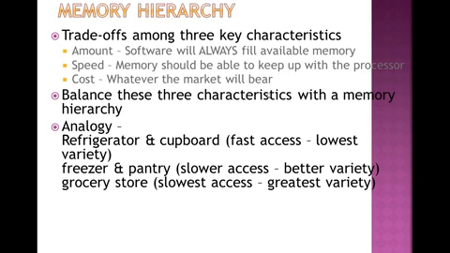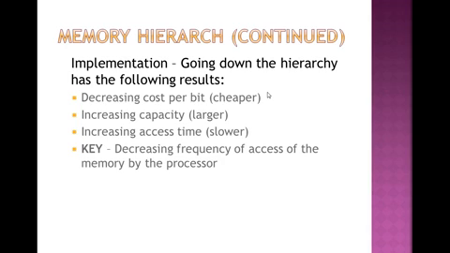Now, next is the memory hierarchy, that is, how memory will be organized in hierarchy levels. The first point says there is a trade-off among three key characteristics: amount, speed and cost. Memory will be placed at different levels of the hierarchy based on the amount, the speed and the cost. Analogy: the refrigerator and the cupboard have fast access but the lowest variety; the freezer and pantry have slower access and better variety; the grocery store has the slowest access but the greatest quality.